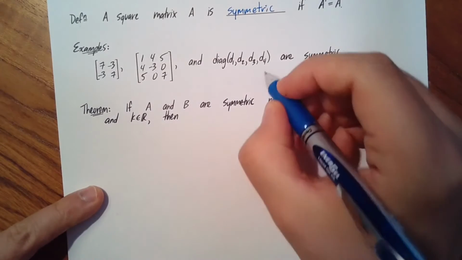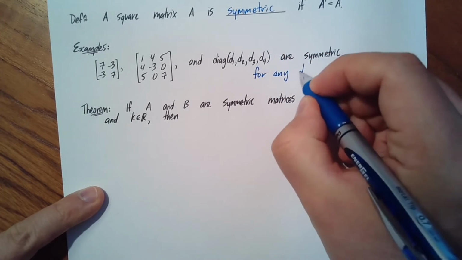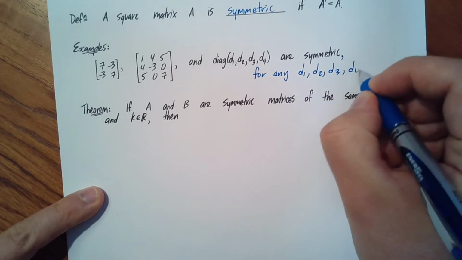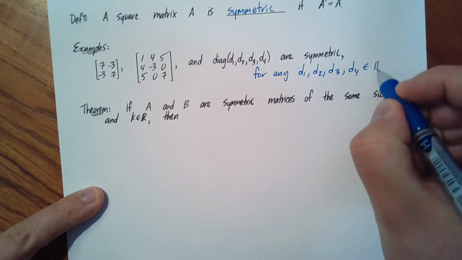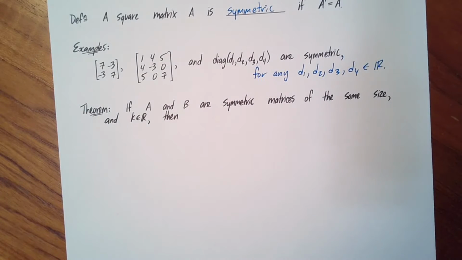So let's finish this off by saying for any real numbers D1, D2, D3, and D4. Okay, so that's guaranteed to be a symmetric matrix. In fact, any diagonal matrix, no matter how big or small, is going to be a symmetric matrix. And you can write one down to convince yourself of that.